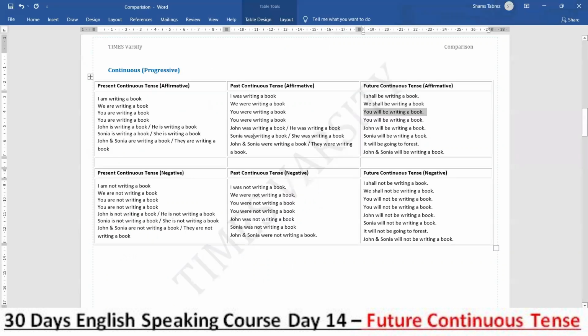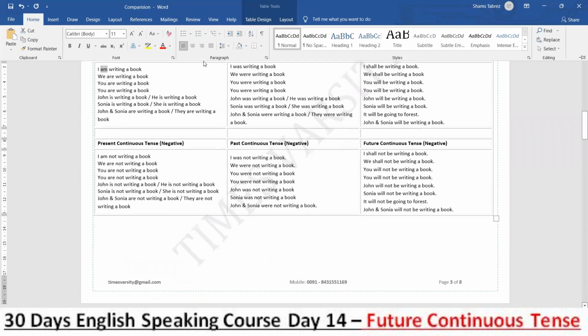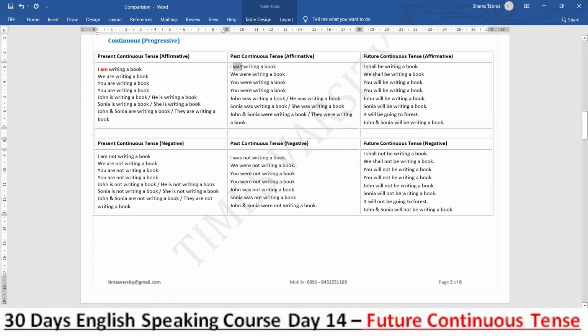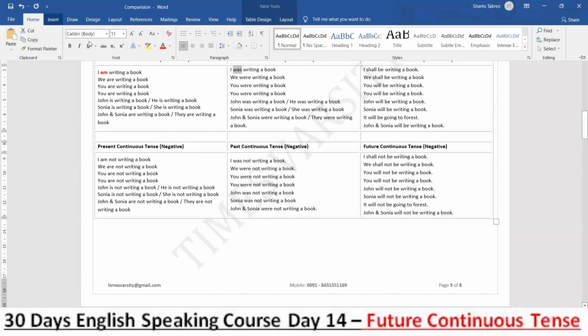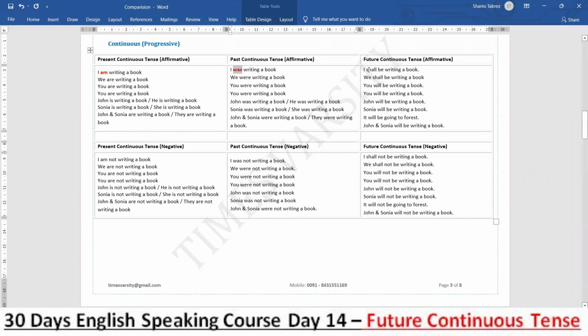So just based on what you see here, the difference is only the helping verb, nothing else, only the helping verb. Let me highlight this one with red color or bold. All right, only this one. If we don't correctly use helping verbs, then the meaning will change.